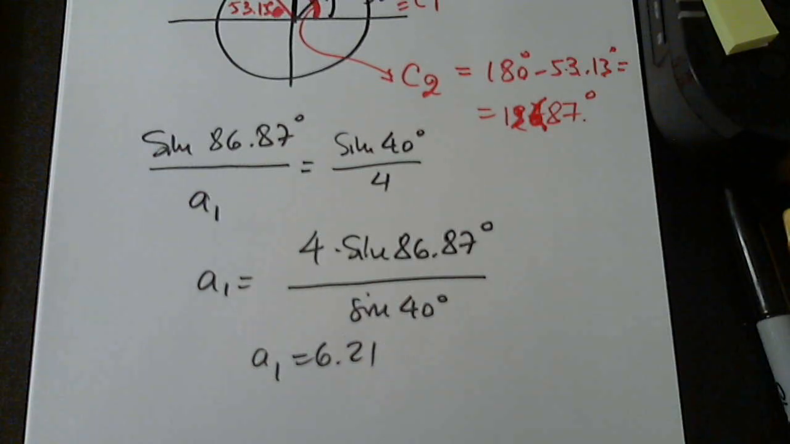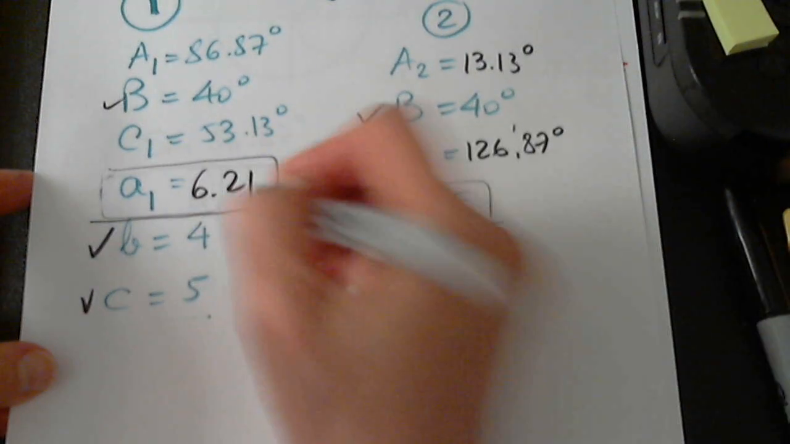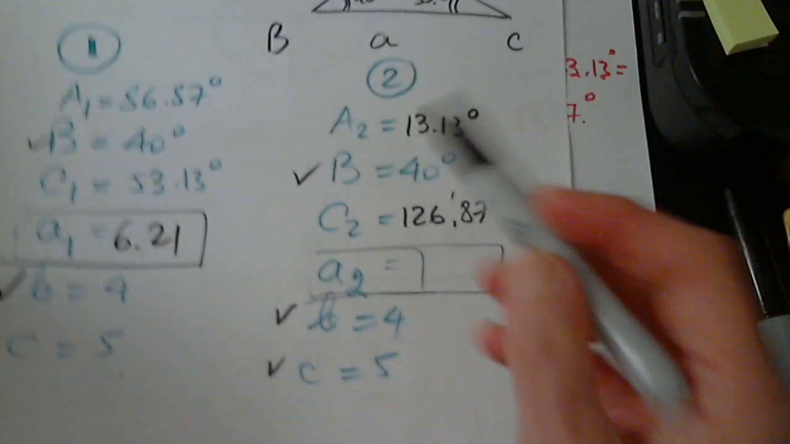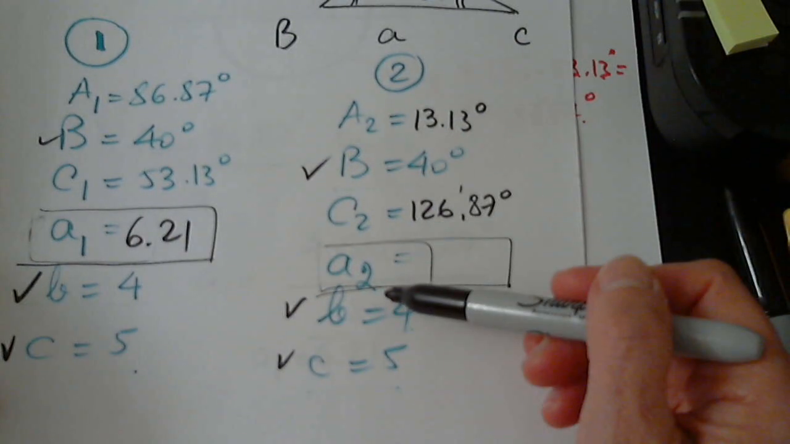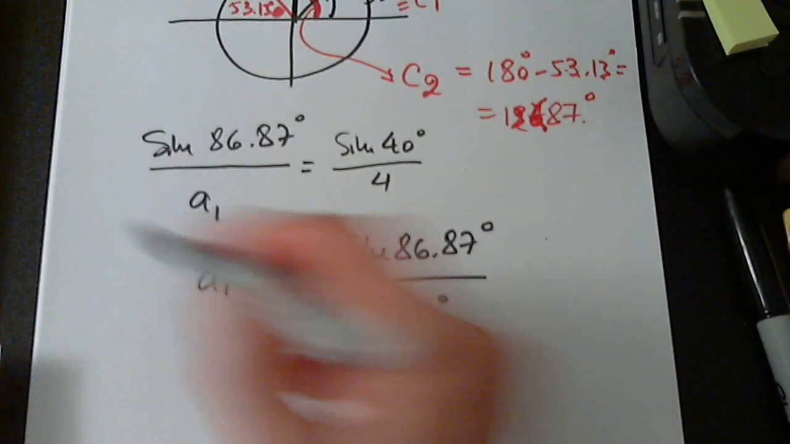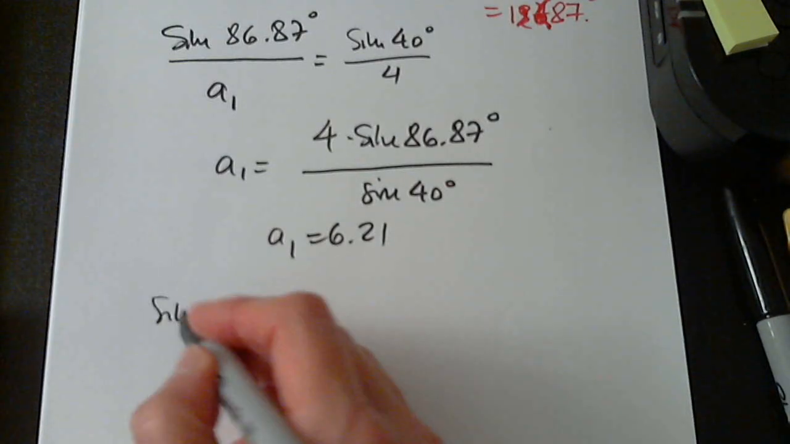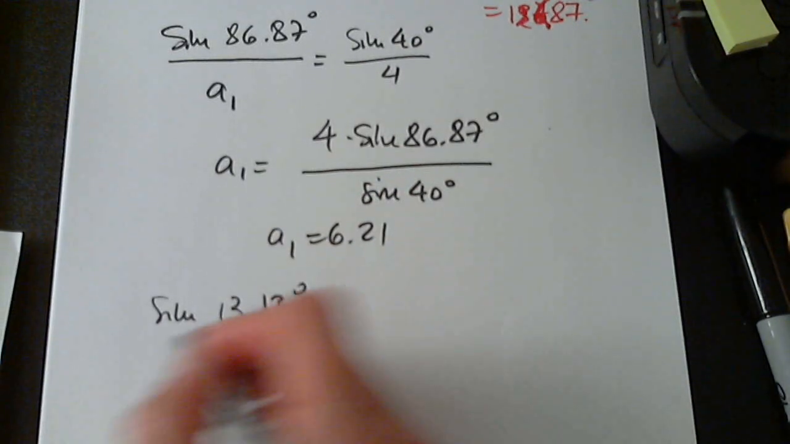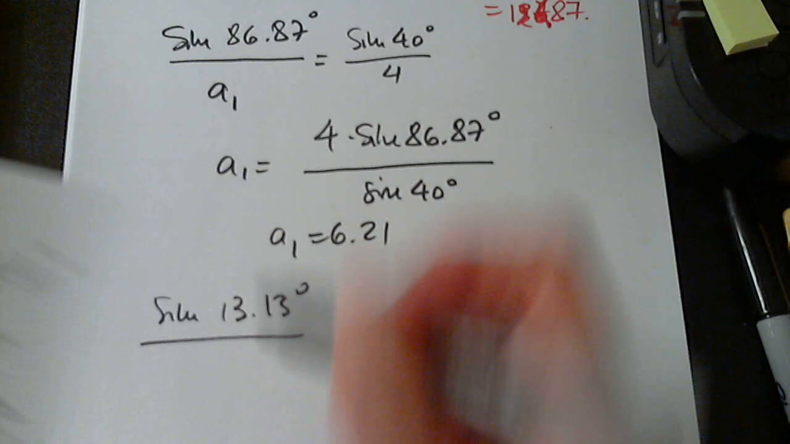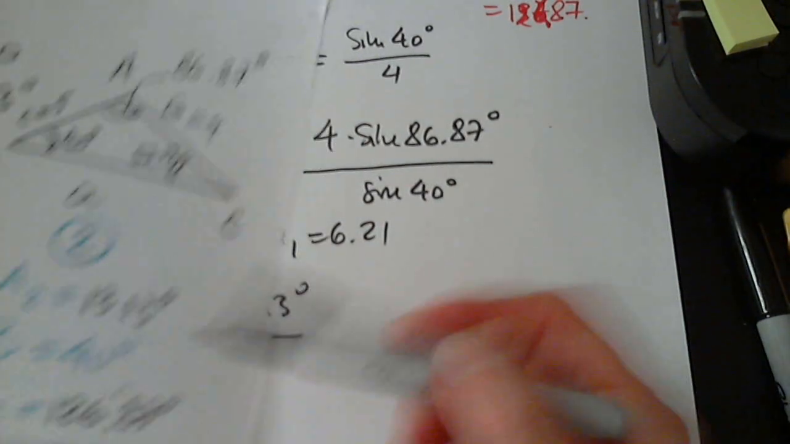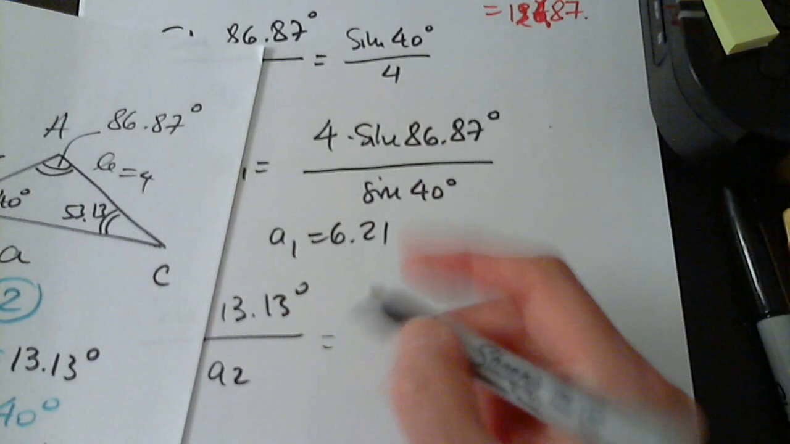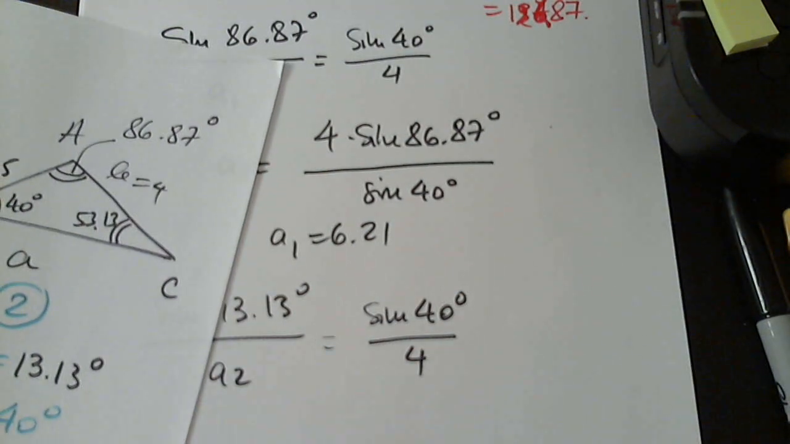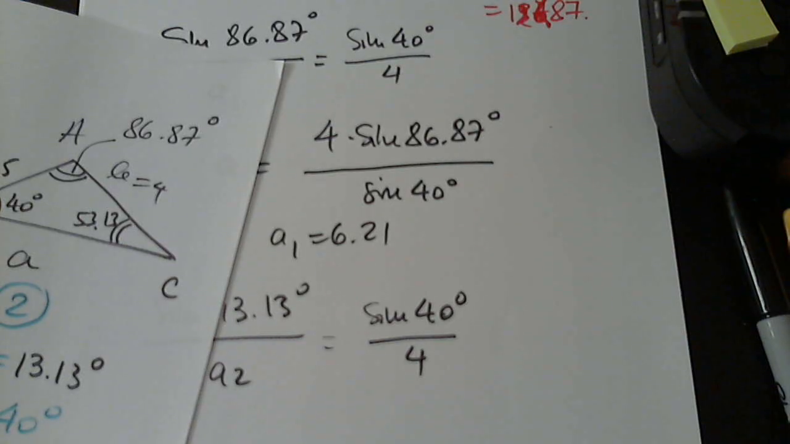I go back to my list, 6.21. Now I have to determine A2. So I have the same thing, but I have sine of 13.13 because that's my A1 over A2. That's my A2 over A2 equals the same thing. That doesn't change. Sine 40 over 4. And now I can discard these first two pages.